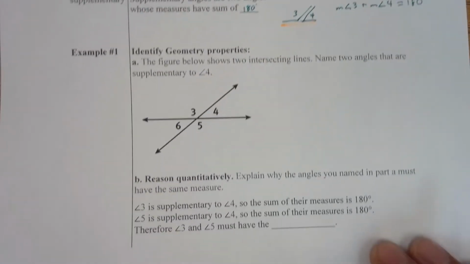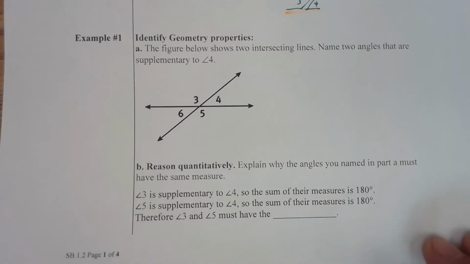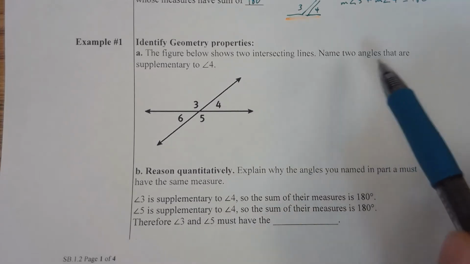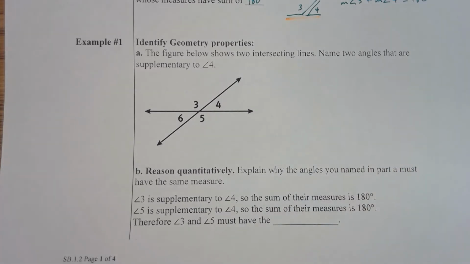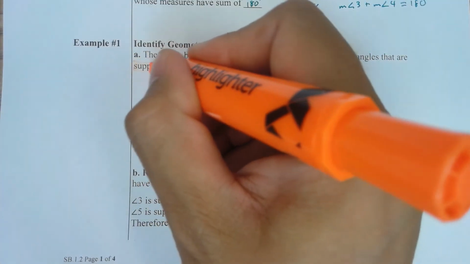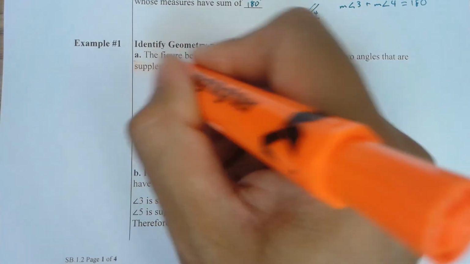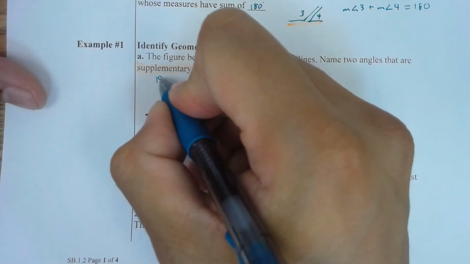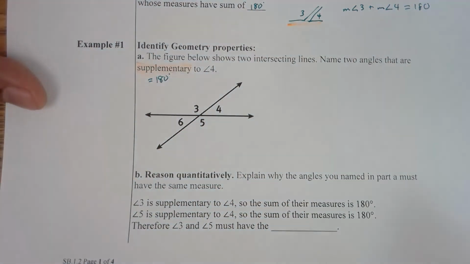Alright, let's take a look at example 1. They show you a picture with two intersecting lines. They ask you to name two angles that are supplementary. So, what is supplementary? Do you guys remember? If you don't remember, take a look at the vocabulary above. Supplementary is 180 degrees.